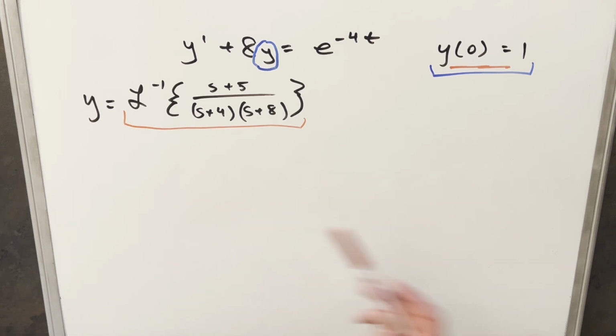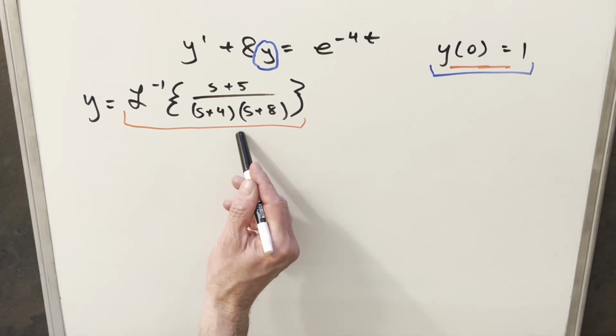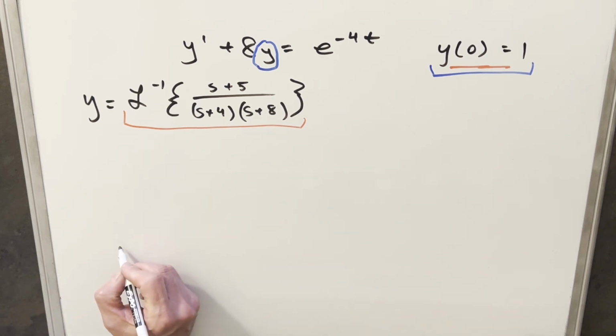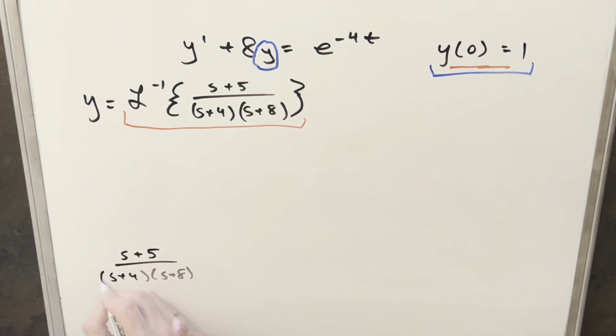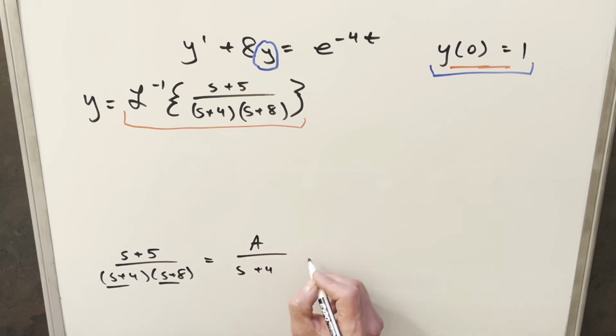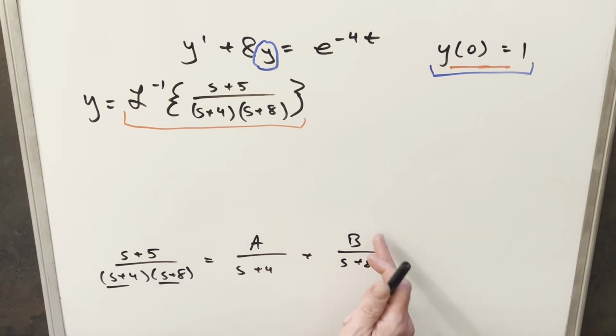So I don't have a quick, really simple way to do this, but what we can do is use partial fractions on this. So let's come down here and work on our partial fractions. So we'll rewrite this fraction. In this case, I can use the cover-up method. We'll just split it on s plus 4 and s plus 8. So my first term we'll write as A over s plus 4, and the second one B over s plus 8. So we're just going to want to solve for these constant values, A and B.